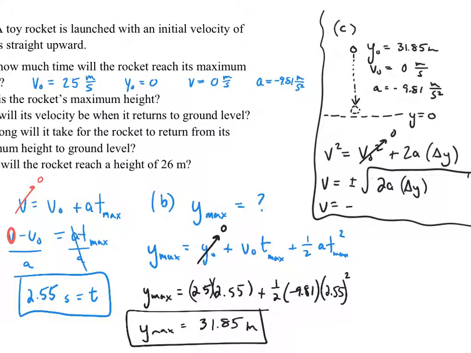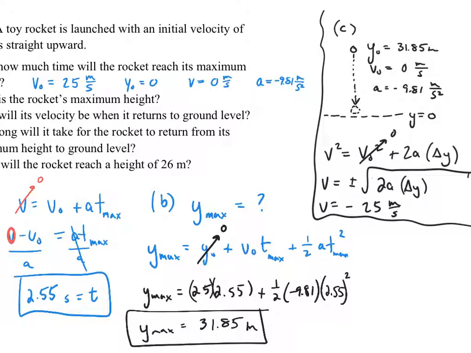Negative 25. Yeah. What was the v0 to start the problem? 25. So what does this problem exhibit? One word. Symmetry. There it is. The answer is absolutely, it's around this, by the way, because we rounded 31.85, so it might be like 24.99 or something.